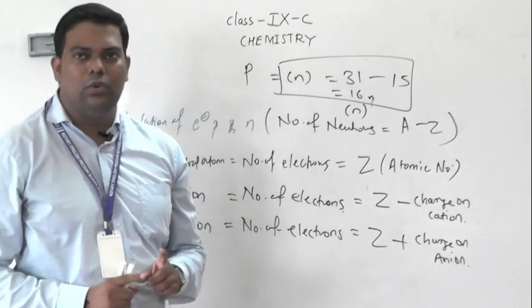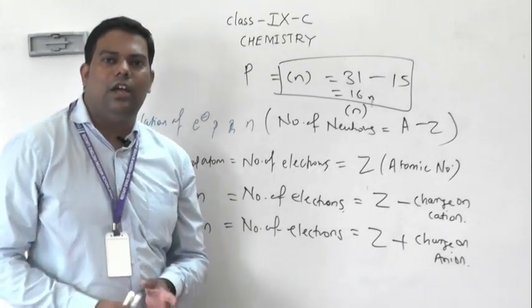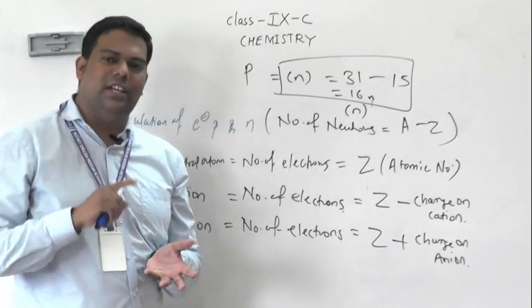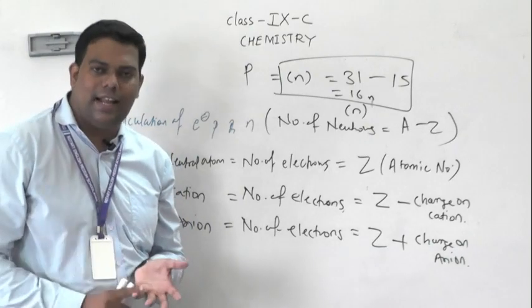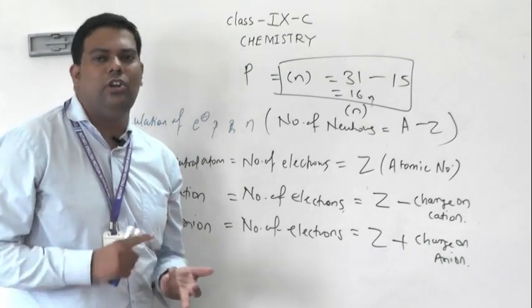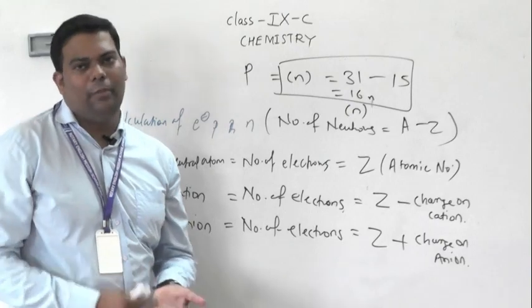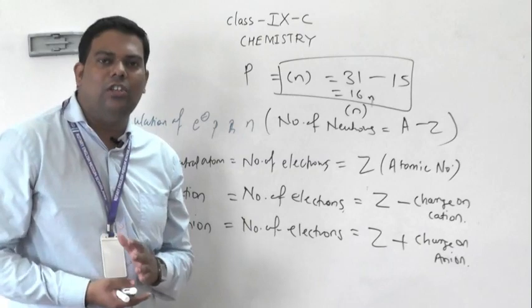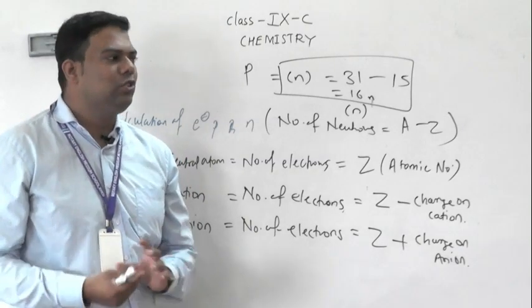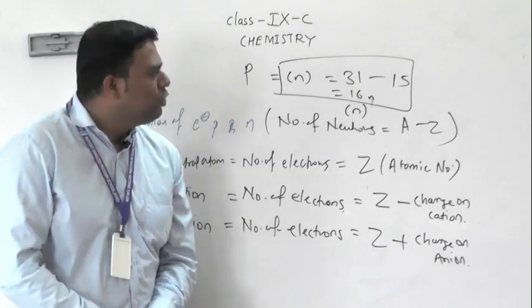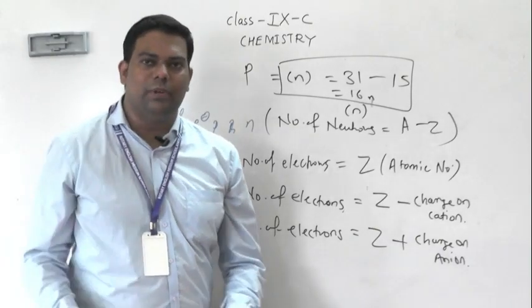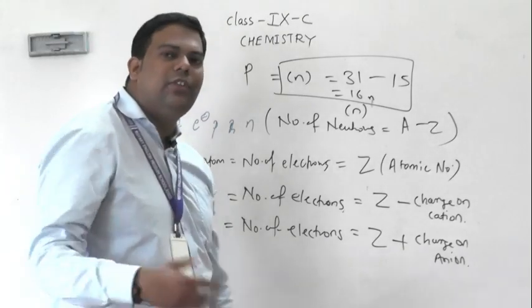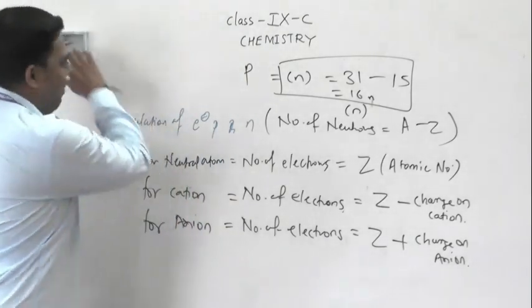But keep in mind, whenever you are calculating the number of electrons, you must see whether it has any charge, either cation or anion. For protons and neutrons, you must know the atomic number for the number of protons, and the mass number for the number of neutrons. So these are the basics regarding atomic number and mass number, and we also saw the representation of mass number.